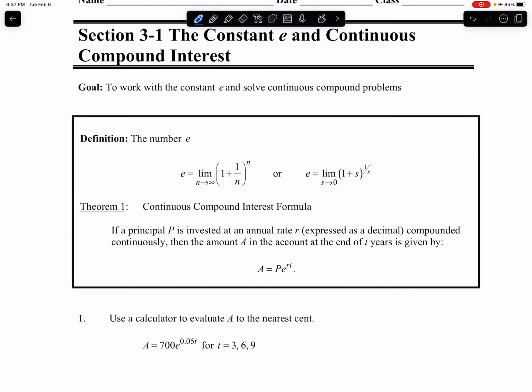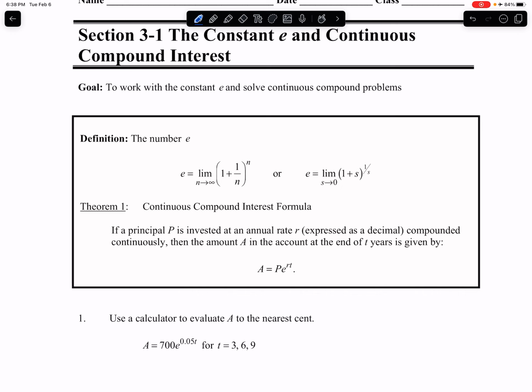The number e can be represented by the limit as n goes to infinity of (1 + 1/n)^n, or the limit as s goes to 0 of (1 + s)^(1/s). Our theorem that we'll be using today is continuous compound interest. The formula for that is A = P e^(rt). I call that the PERT formula.